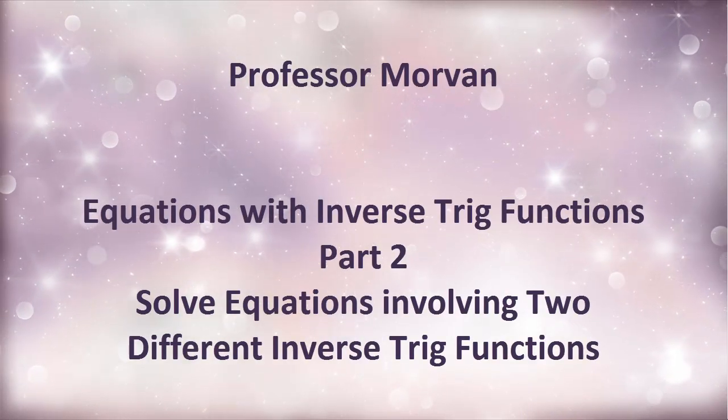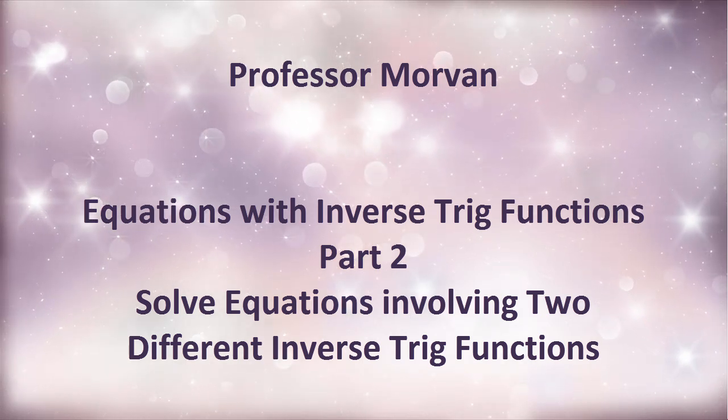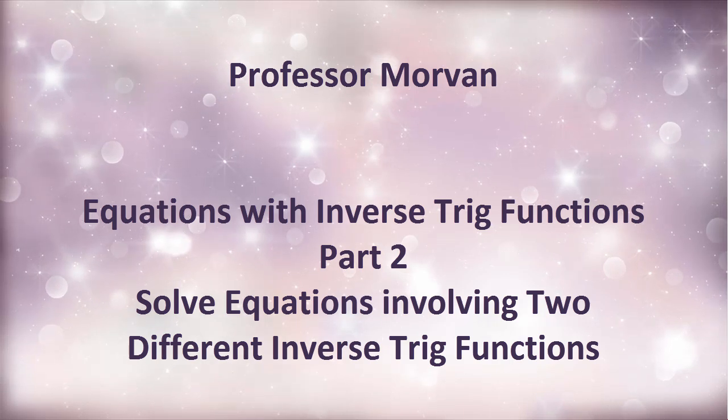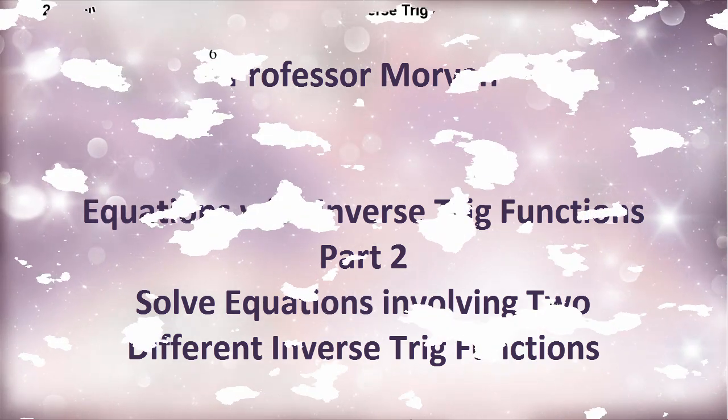In part 2 of our lesson on equations with inverse trig functions, you will learn how to solve equations involving two different inverse trig functions. Let's look at this first example. We have arc sine of x minus arc cosine of x has to equal pi over 6.